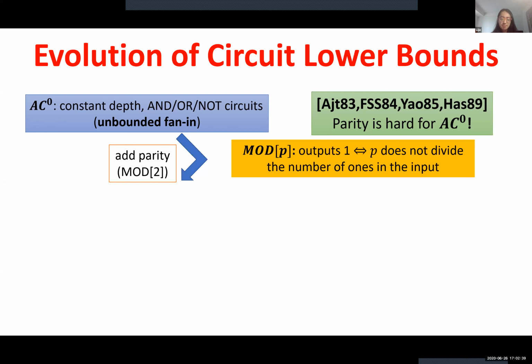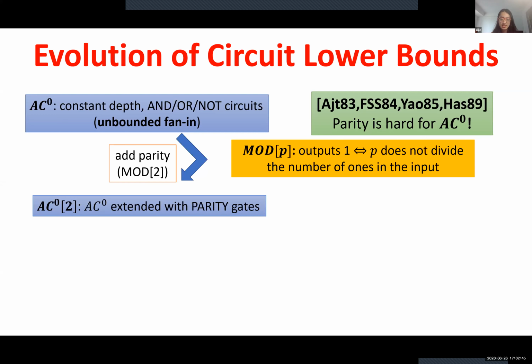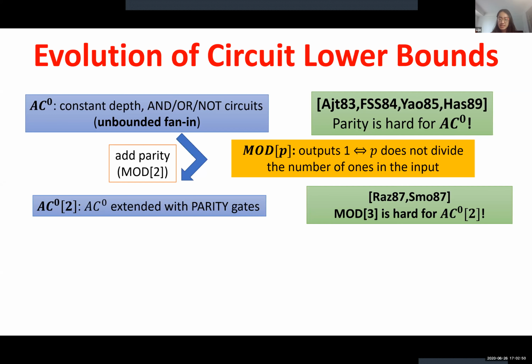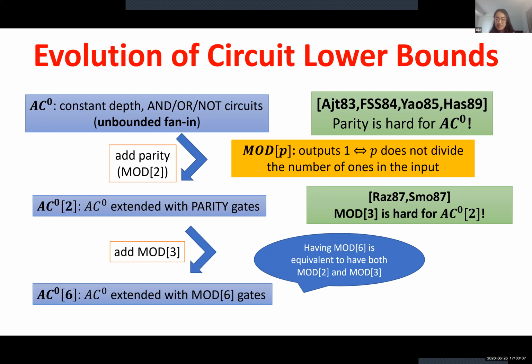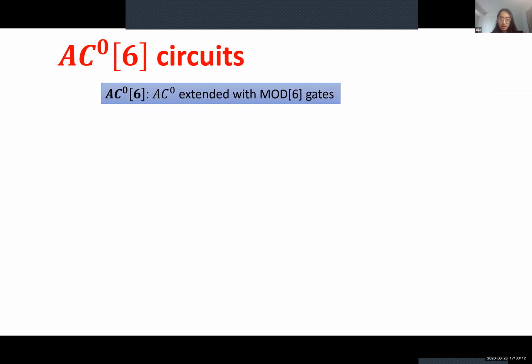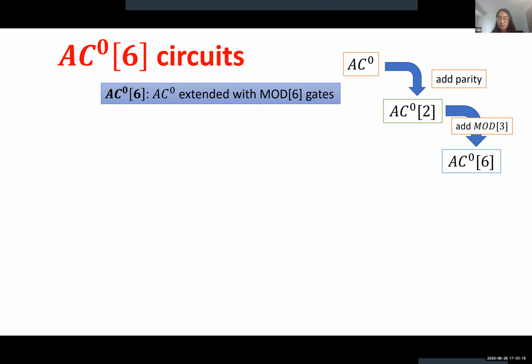The next step is to add parity to the available gates. Then people studied AC0[2] circuits, which are AC0 circuits extended with parity gates. Razborov and Smolensky showed mod 3 is hard for AC0[2]. Then people added mod 3 to the available gates, and we arrive at ACC0 circuits, which are AC0 extended with mod m gates. Having mod 6 is equivalent to having both mod 2 and mod 3. Here's a diagram of how we arrive here.